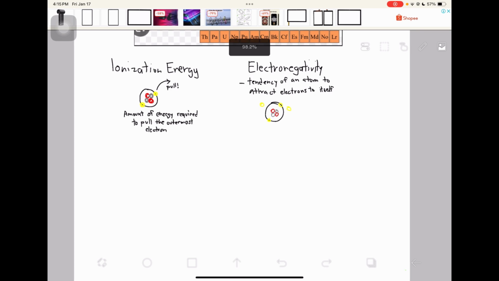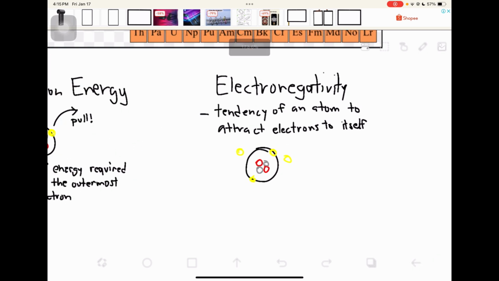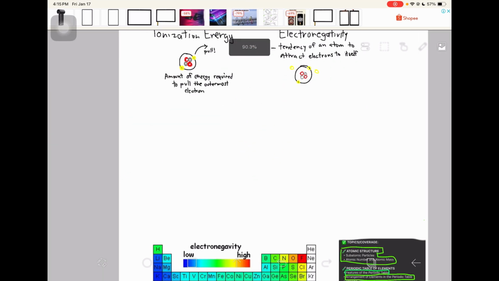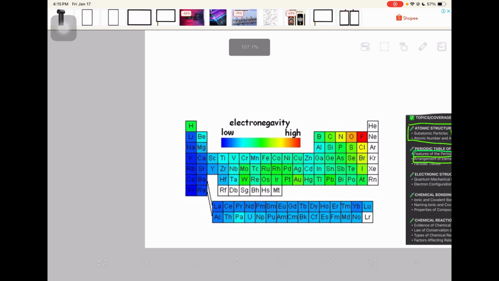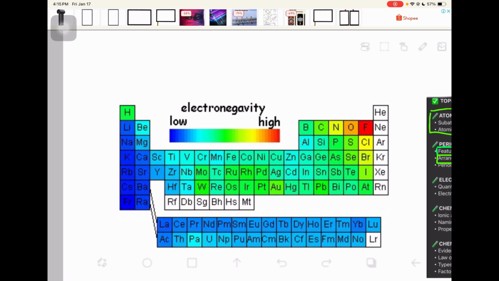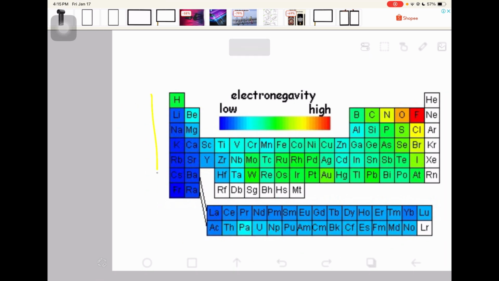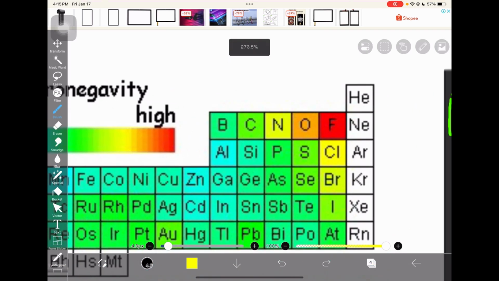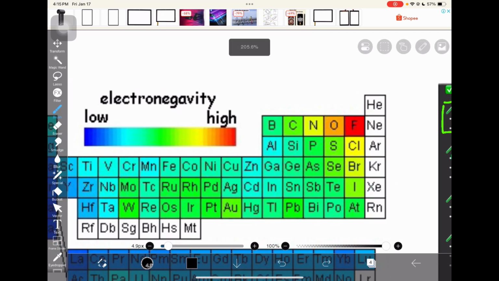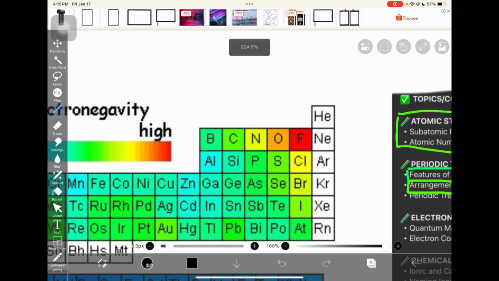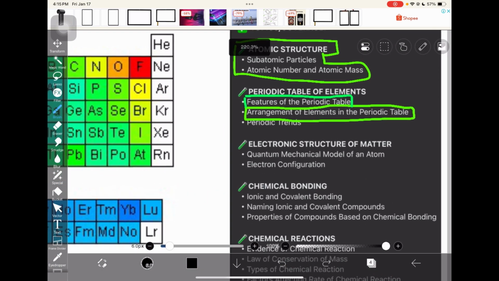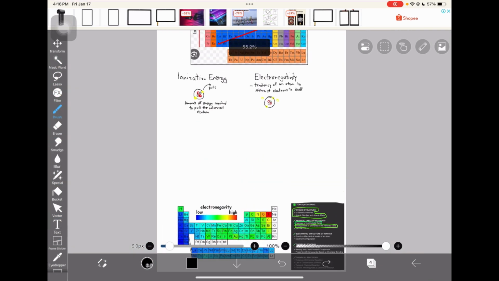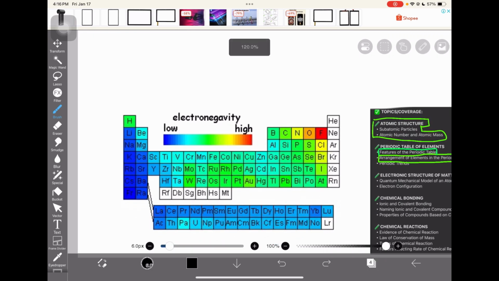Now for electronegativity, it's just the tendency of an atom to attract electrons to itself. And once again, as you can see over here, it decreases from top to bottom and increases from left to right. Once again, fluorine is the most electronegative out of all of these. This property will come in handy later when we're doing chemical bonding. Both of these are important for chemical bonding.